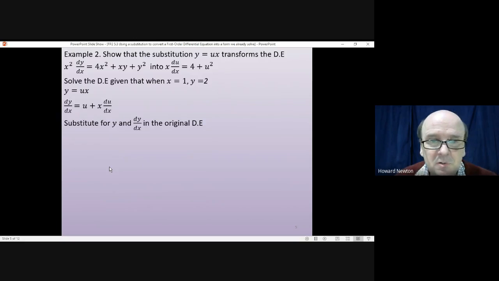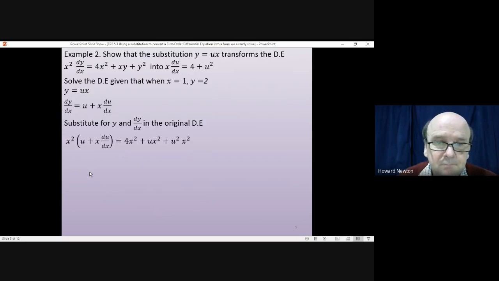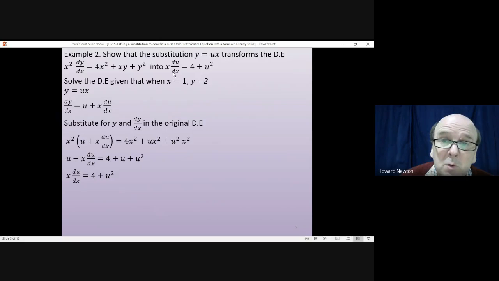Then we substitute for y and dy by dx in the original differential equation. So where it says y, we're going to substitute in ux. Where it says dy by dx, we're going to substitute in this function in u and x. And when we substitute those in, that is what we get. Tidying that up will give us this, and tidying it up even more gives us that, which is what we were asked to prove it was equal to in the question.